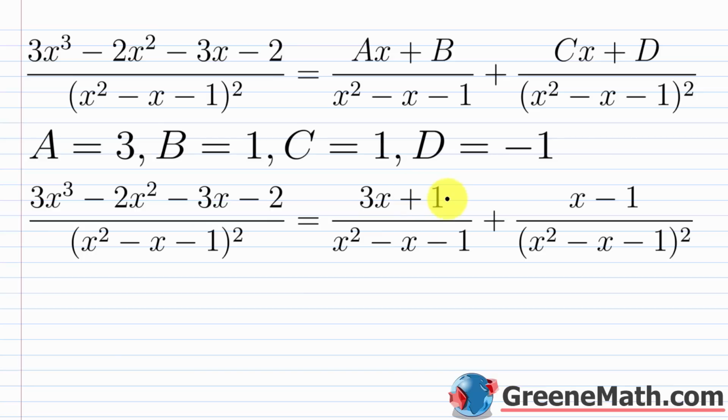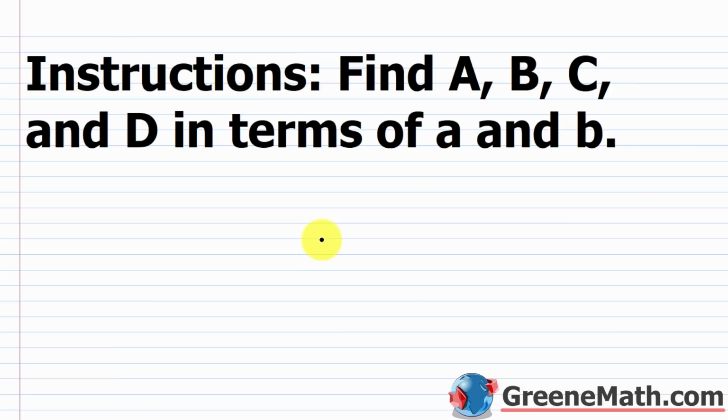We're going to get (3x + 1)/(x² − x − 1) + (x − 1)/(x² − x − 1)². All right, so for problems 10 and 11, they basically go together as one problem. I just split it up, but this is a common problem you're going to see in your textbook.